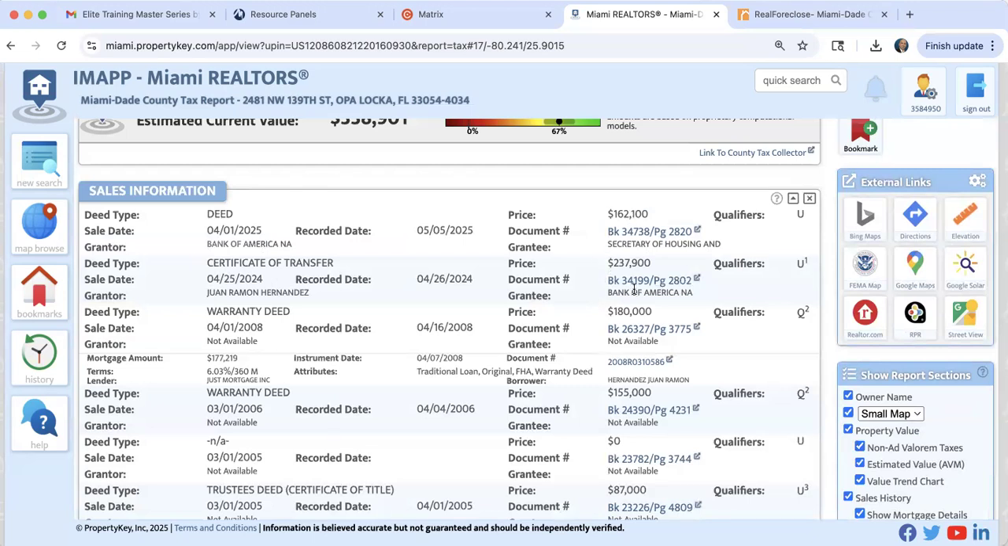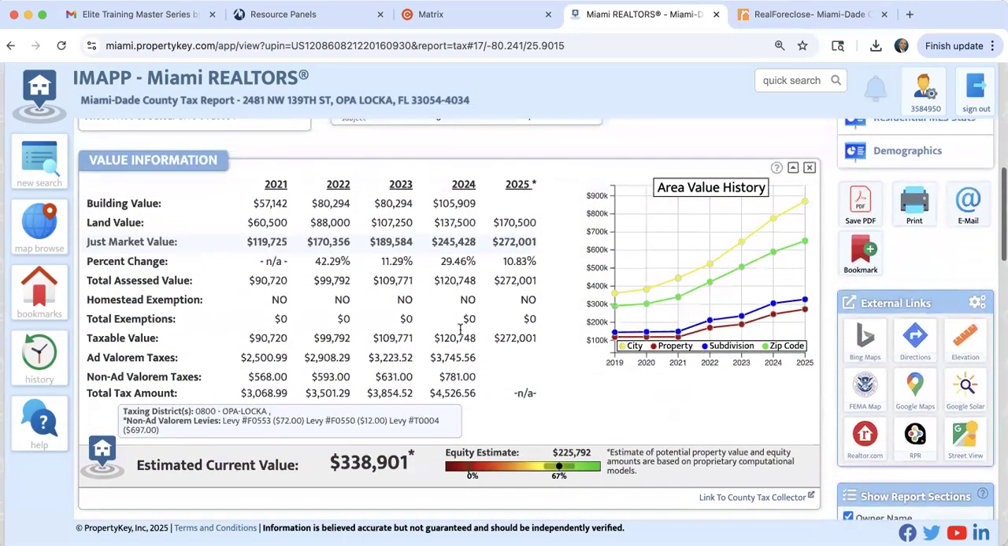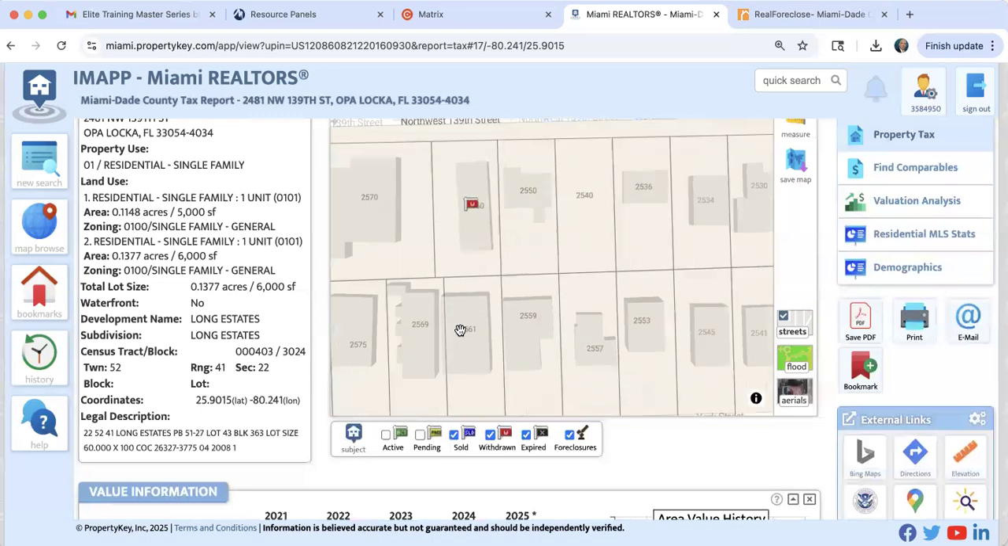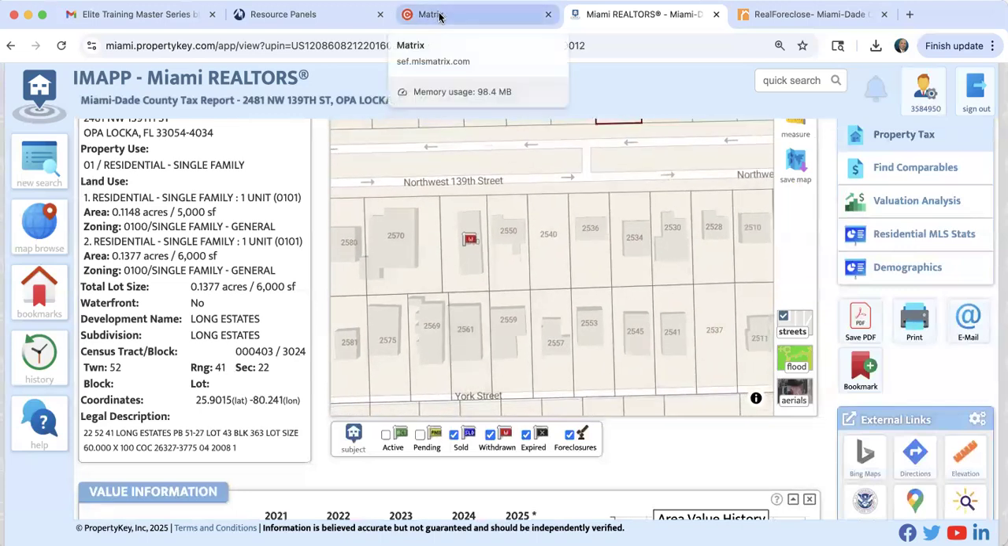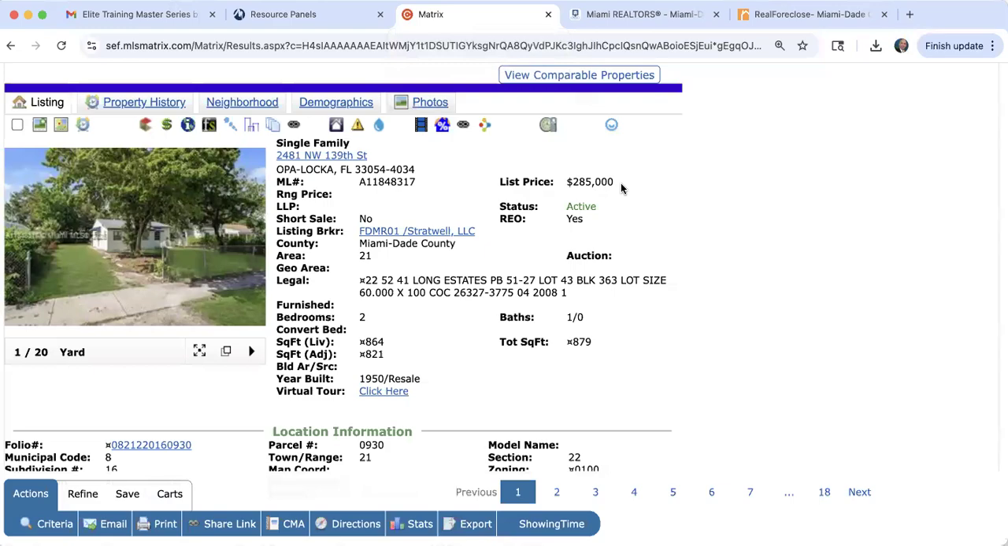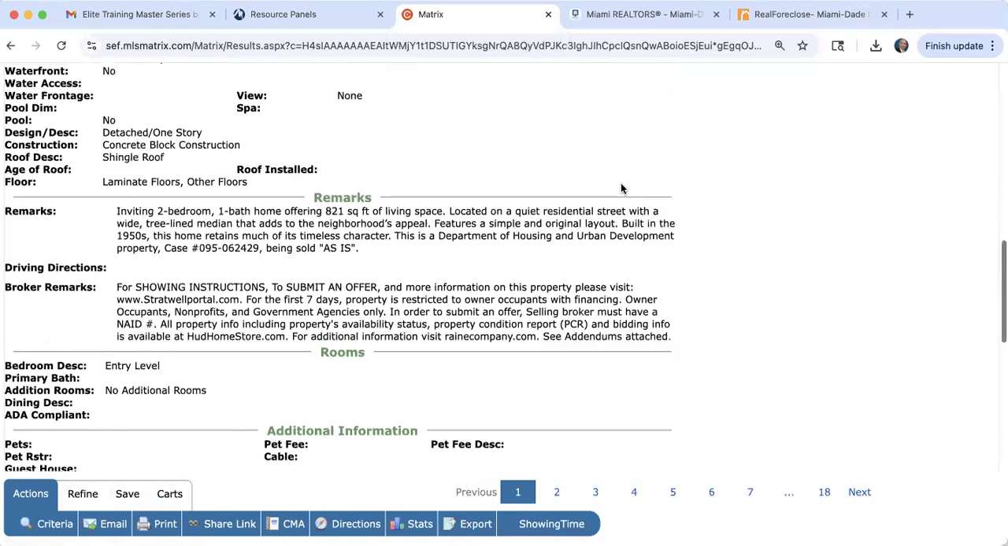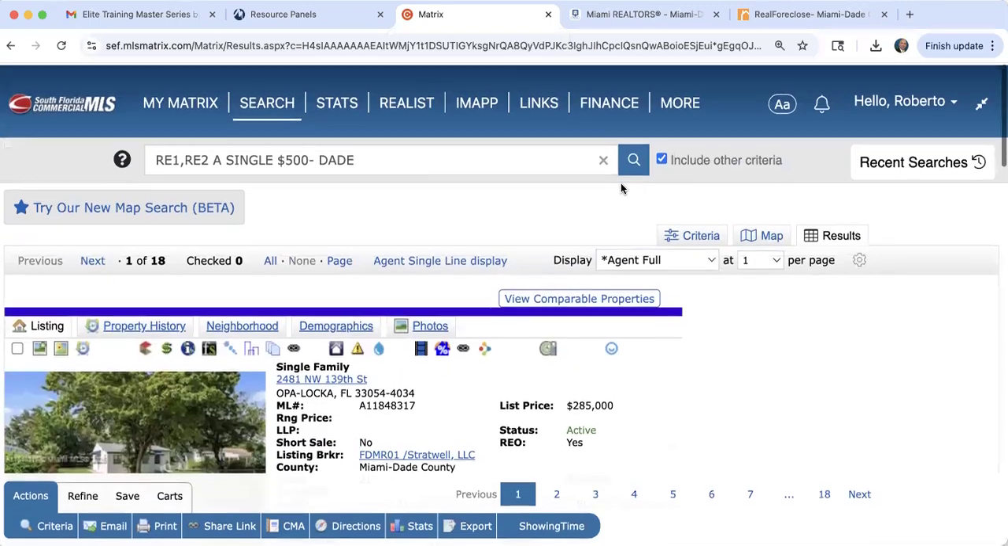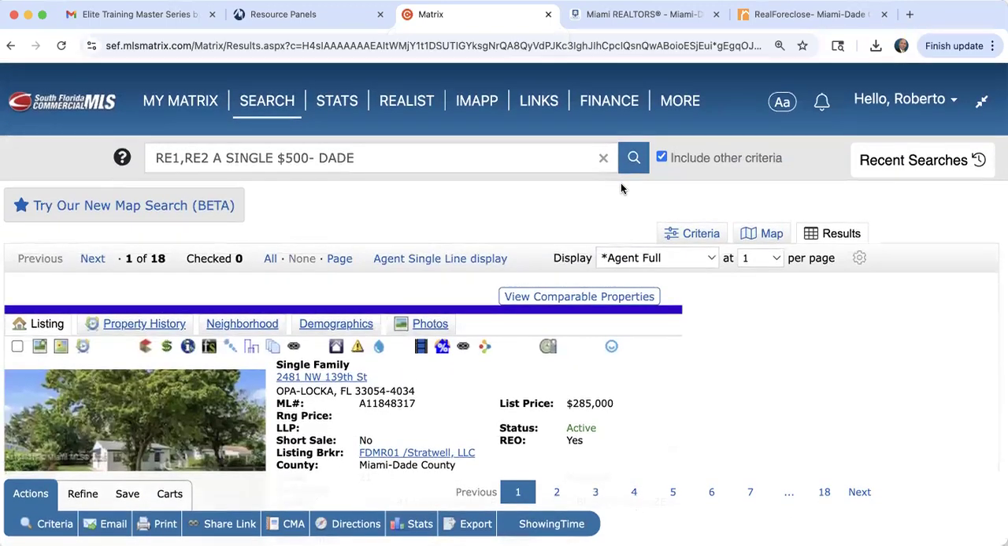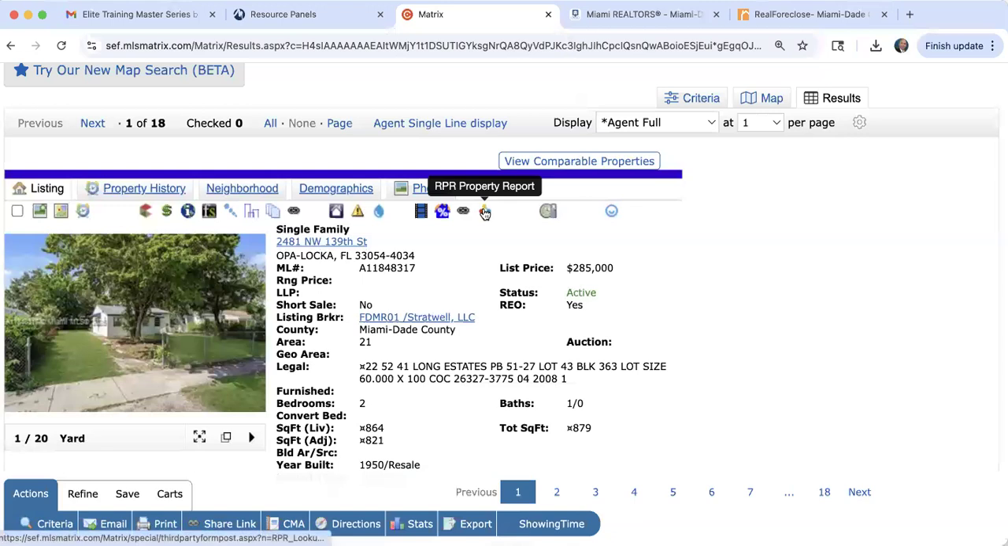All right, so knowing these values, we're going to build an offer on this property. We're going to go ahead and offer, let's say 230 on the property. Remember, they're asking for 285. So let's go ahead and offer $235,000. What we want to do is learn how to analyze the potential returns on a property like this when we offer 235,000. So for that, we're going to click on RPR, which is right here. Can everyone see that logo right there? That's RPR. We're going to launch our RPR program.